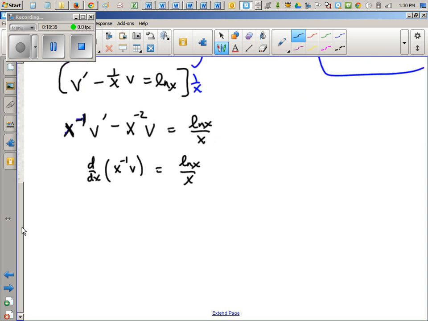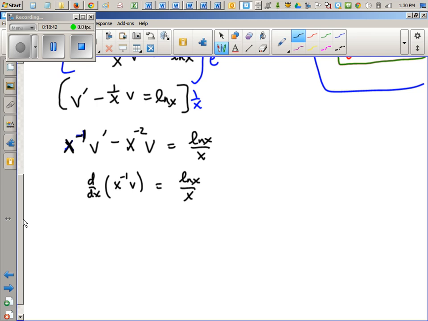Almost there. Now we integrate both sides. We learned our lesson last time. We have to make that sound. So we go. And the left side is just going to become x to the minus 1 v. The right side, we're going to have to think about this. It's the integral of ln x over x dx.